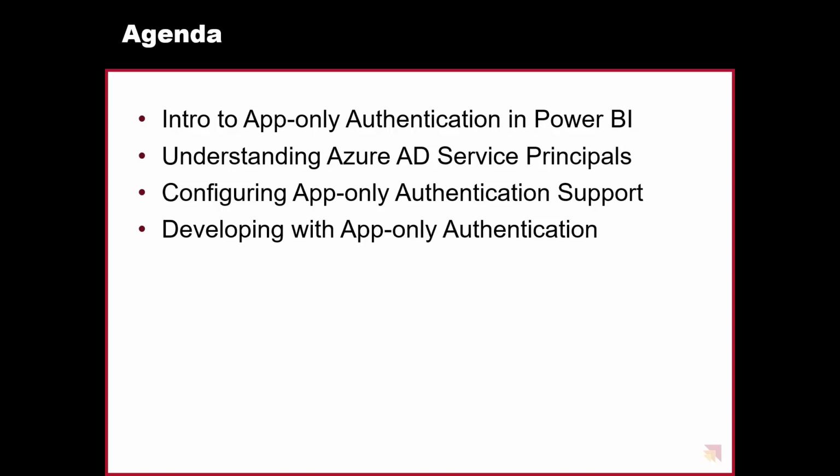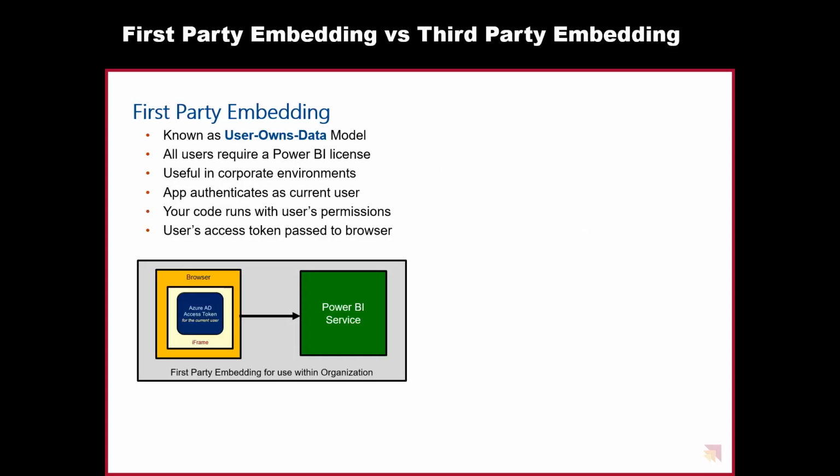We're then going to take a deeper look at the service principal behind the Azure AD application that you create. We'll then walk through the details of configuring your Power BI tenant with support for app-only authentication. And then we'll talk about, once you get your app-only access token, how do you write code to actually interact with the Power BI service with an app-only identity. Let's begin by reviewing the fundamentals of Power BI Embedding.